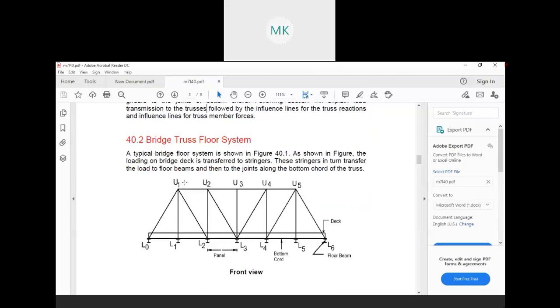After finding that out, you can easily say how much load is coming in which member. Here you see a typical bridge floor shown in this figure. Don't worry, I will share this PDF with you. This is the structure given, this truss, with all the naming: L0, L1, L2, L3, L4, L5, L6. These are the bottom chords and the upper chords. That's why they have marked U1, U2, U3, U4, and U5. Upper and lower, that's why U and L they have used.